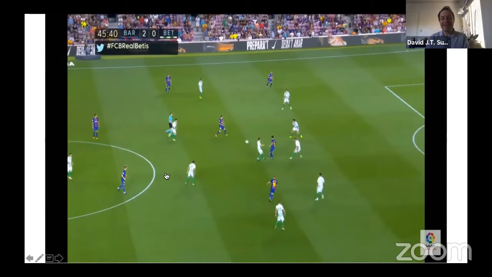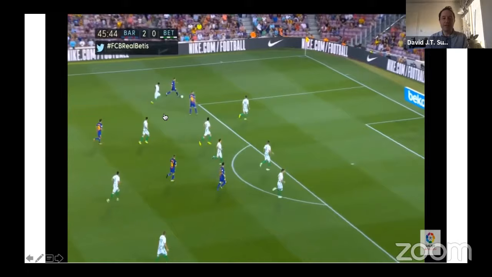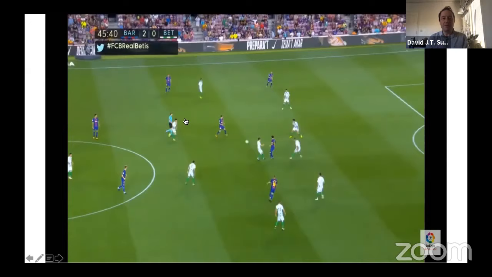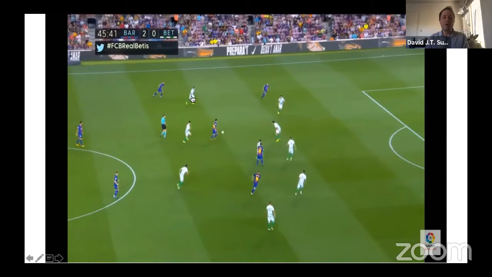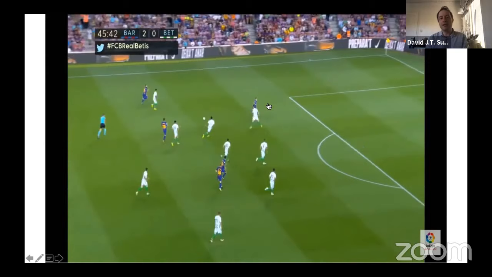Now, it's always nice to take clips of Barcelona because you often get a lot of perfection of these types of things. But this is a lovely example where the left winger here runs to open up space for the left back. This run takes a defender out of the way, which then opens up space for the left back to come in. For this style of attacking football, these types of disruptive runs are really, really important because they open up space for other players and allow passes to be created.